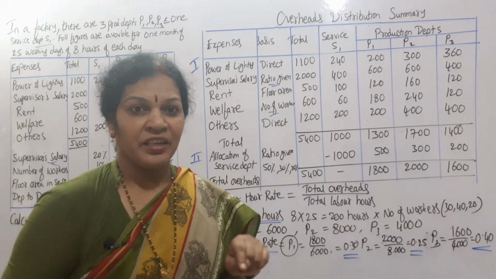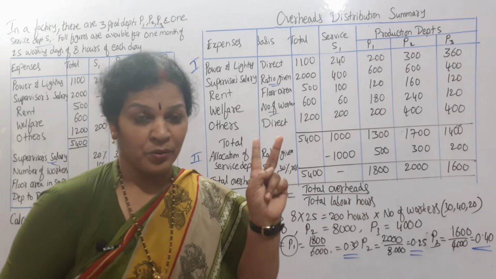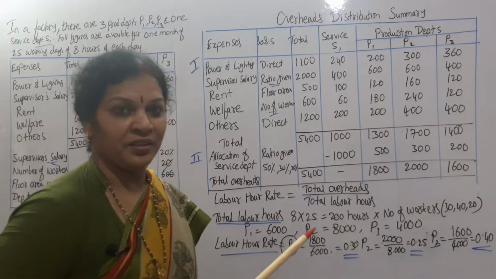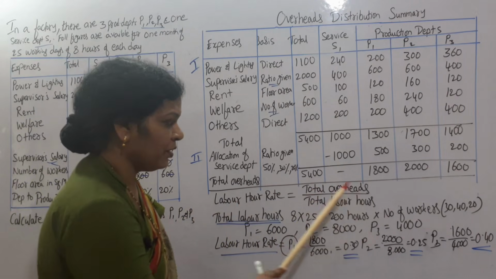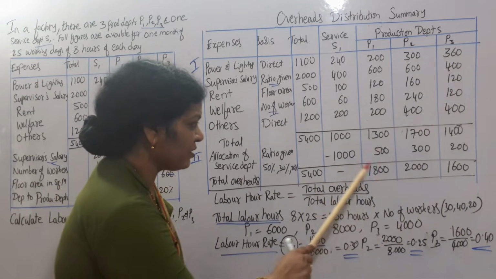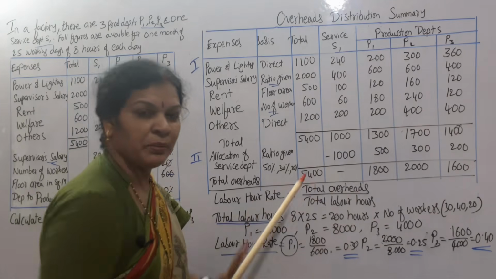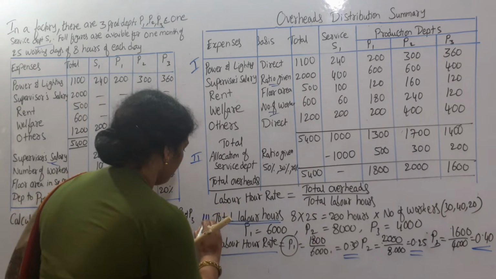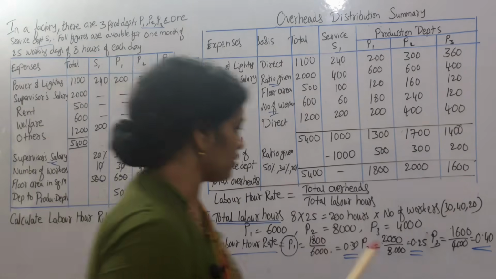To calculate labor hour rate, what do we need? Total overheads divided by total number of labor hours. Okay, so this first one we got. Now I have written the formula: labor hour rate, total overheads by total labor hours. Total overheads is this one, 1800, 2000, 1600. Now we need total labor hours. Remember that this is the third step. How do we calculate total labor hours?